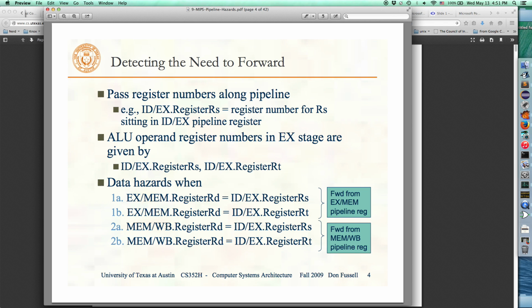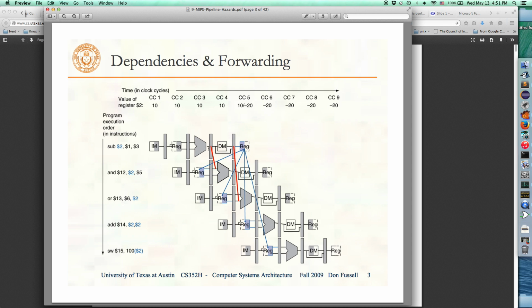This and this, these first two pieces here, correspond to this situation, so forward from the EX MEM phase to the ALU. This is forward from the MEM write back phase to the ALU. Both of these are examples of forwarding. And both of them are forwarding because if you look at these inputs to the ALU, the input register numbers, they're equivalent to the register that is in the future going to be written back but hasn't been written back yet.